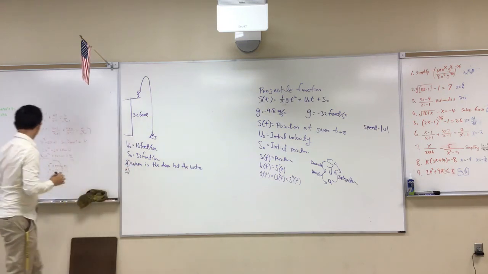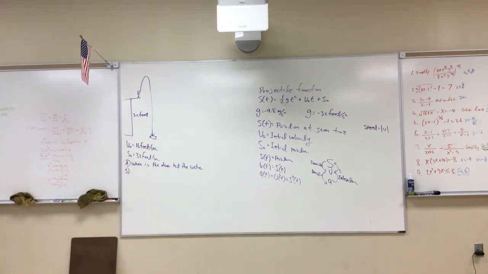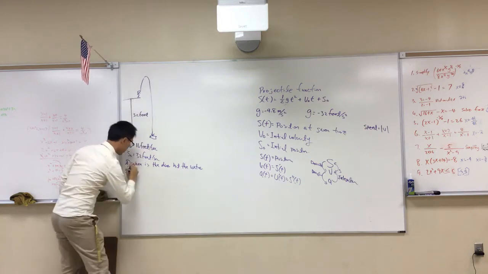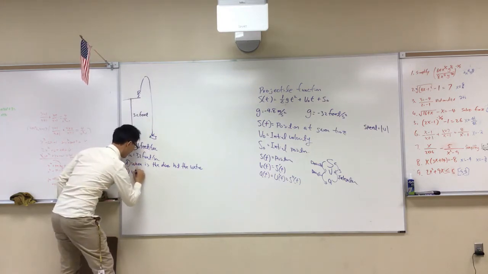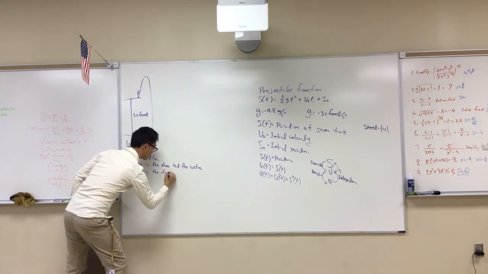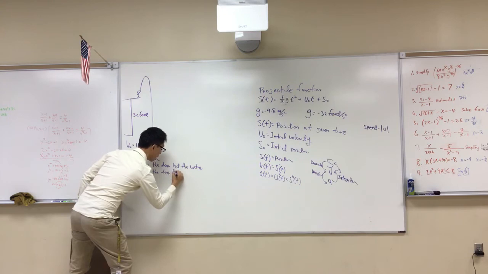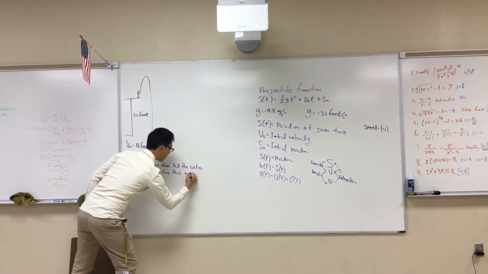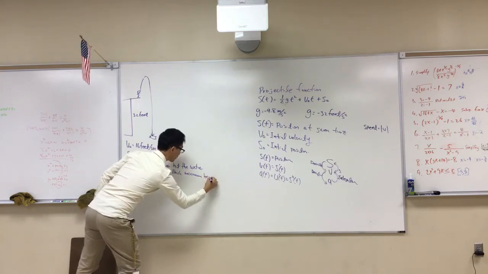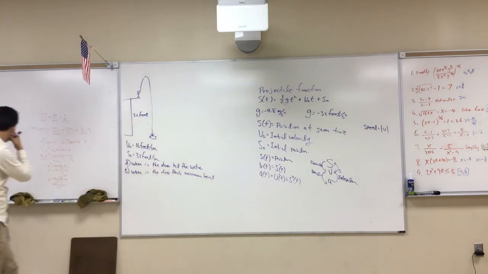B, when does the diver reach maximum height? Obviously he's going to jump out and then come down, so how long does it take? When does the diver reach maximum height? The initial velocity is given, so we don't have to calculate it. Okay.